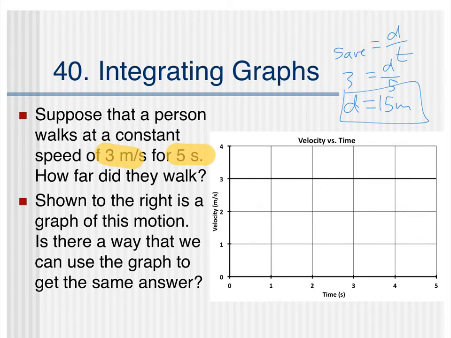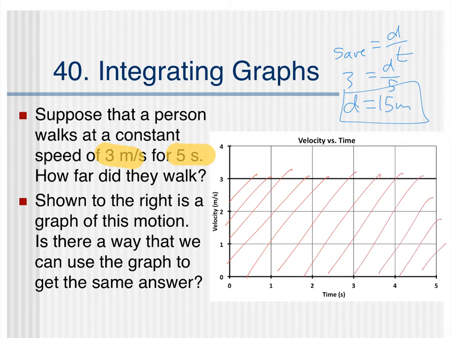And here's my question. Is there a way that we can use the motion graph to get the same answer? Now keep in mind that we've simply multiplied the velocity by the time. We look here, here's our velocity of 3, here's our time of 5, so if we multiply them together, it's going to give us the distance. But it also is going to be the area. It's going to be the area of that rectangle there, 3 by 5. And it's going to lead us to the same answer.